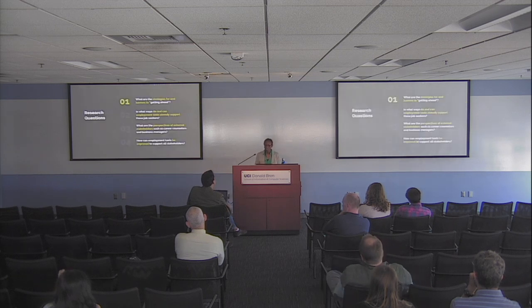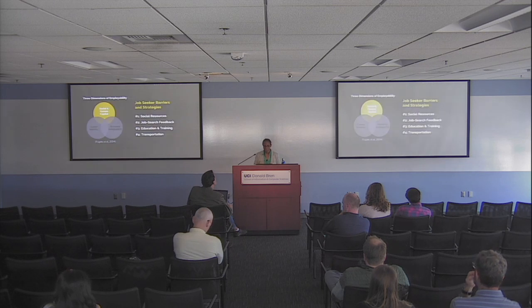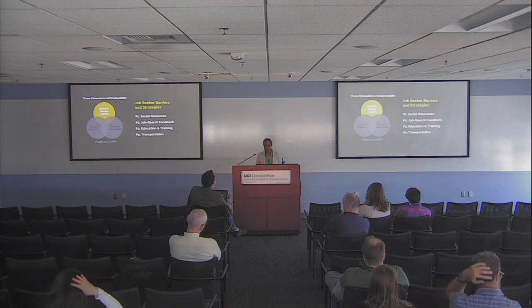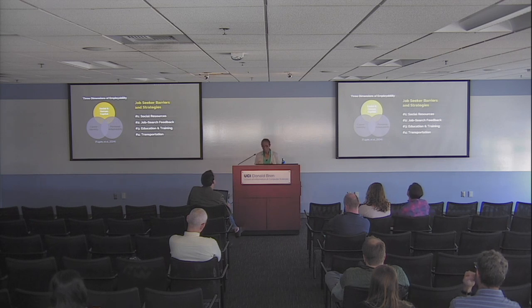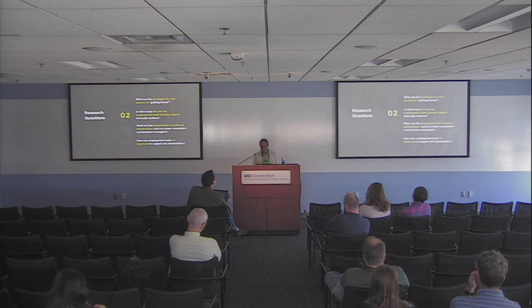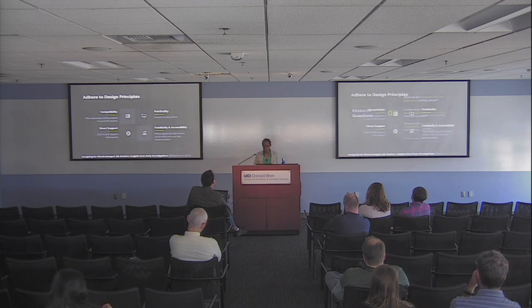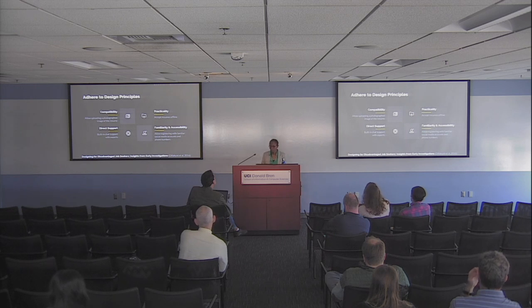So in summary, we find that job seekers' strategies for and barriers to getting ahead include accessing social resources such as getting job search feedback, accessing education and training, and transportation. And to an extent, we view access to social resources and social capital as one of the most critical barriers and important strategies, as this could lead to job search feedback, information about where to get resources for education and training, and even provide transportation access. We saw how employment tools can address these barriers, but that digital literacy itself was another barrier. And so we contributed four design principles for designers to adhere to: compatibility, practicality, direct support, and familiarity and accessibility.